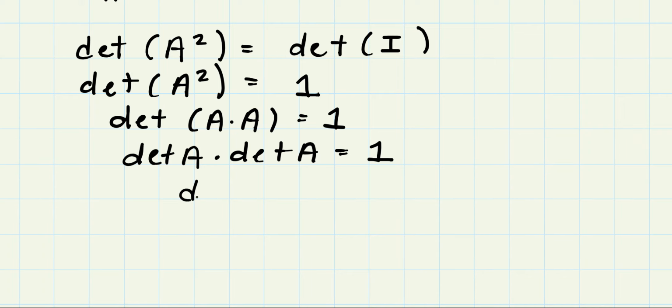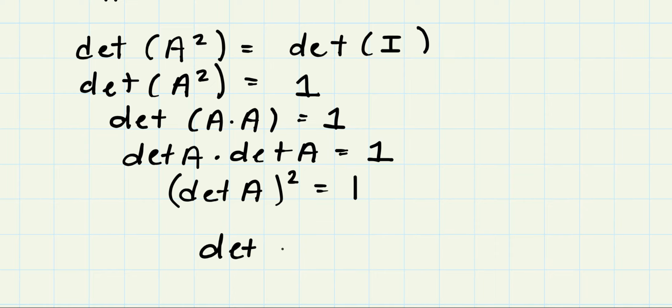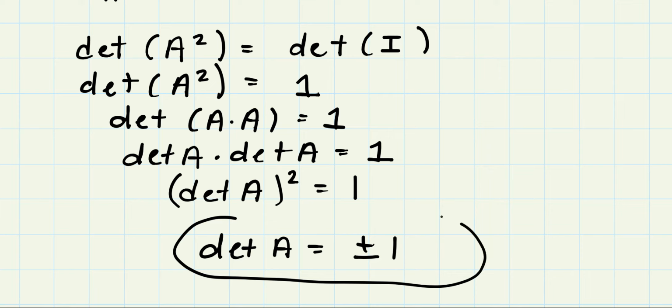And from here we can say that the determinant of A, well, we've got two of these. This is like x times x is 1. So here we have x squared is equal to 1. So we take the square root and we get that the determinant of A is plus or minus 1. So whenever you have a matrix that you square and you get the identity, its determinant is always going to either be 1 or negative 1.